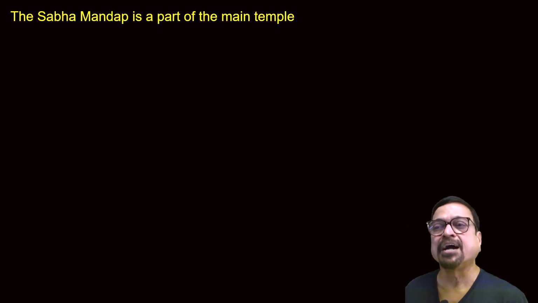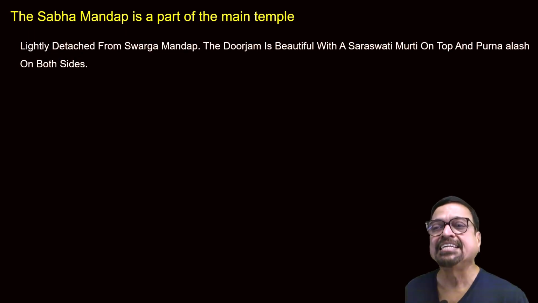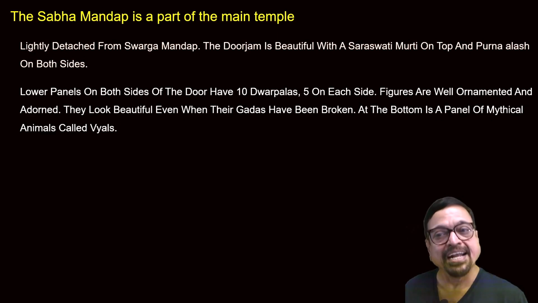The Sabha Mandapam is a part of the main temple. It is slightly detached from the Swarga Mandapam, and the door jamb is also beautiful, with a Saraswati Murti on the top and Purna Kalasha on both sides. The lower panel on both sides of the door has 12 Dwarapalas, 5 on each side. The figures are well ornamented and adorned, and they look beautiful even when they are partially broken. In spite of that, they look beautiful.